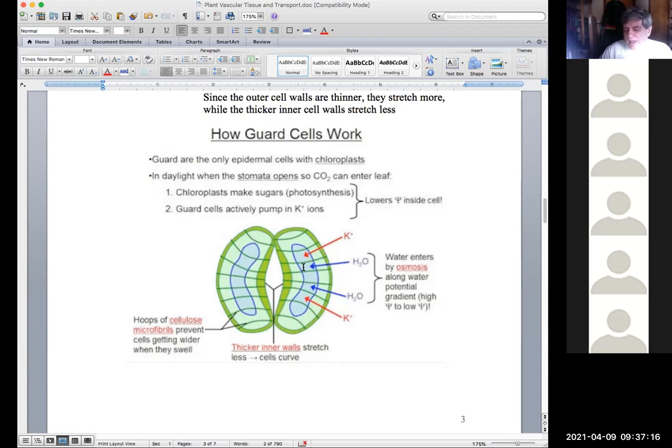So as the central vacuole swells and expands, the cell can't really get bigger. And since the cell wall on the inside is pretty stiff, the outside bulges out a little bit. And as it bulges, it kind of pulls this inner cell wall with it because of those cellulose bands. So when it pulls this inner cell wall out, the stoma opens. Notice that the stoma is opening when there's enough water to fill the central vacuole to overflowing.